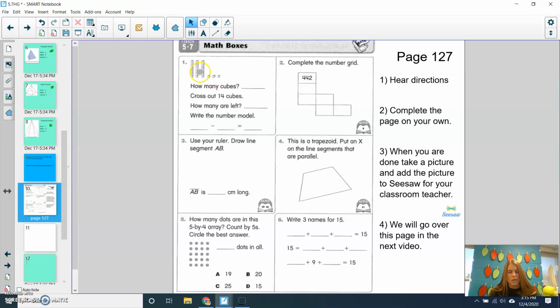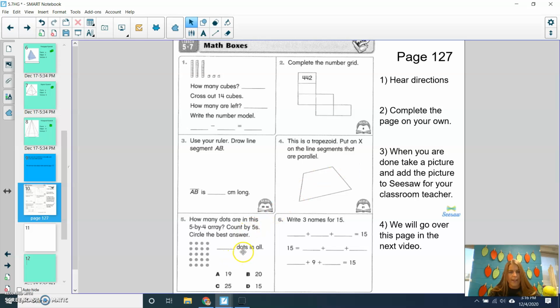So looking at question number 1, how many cubes do you see? Then cross out 14 cubes. Tell me how many are left, and then write a number model. For question 2, complete the number grid with the missing numbers. For question 3, use your ruler, draw a line segment, label it AB, and then tell me how long that is. For question 4, this is a trapezoid. Put an X on the line segments that are parallel.